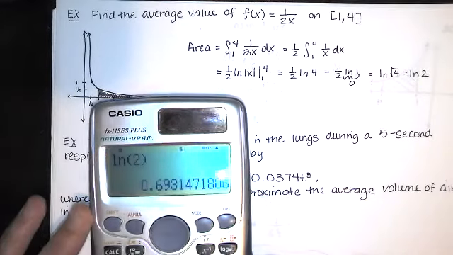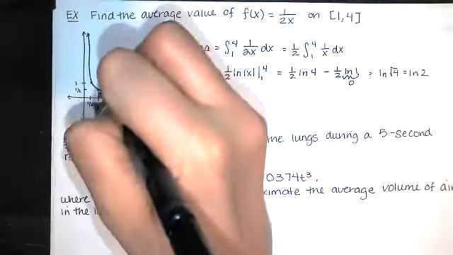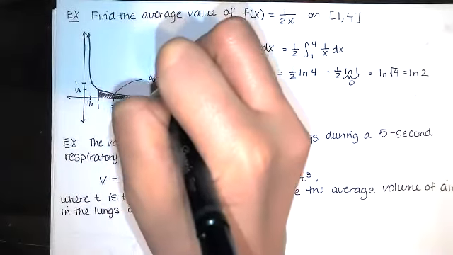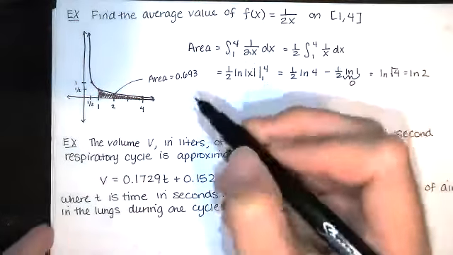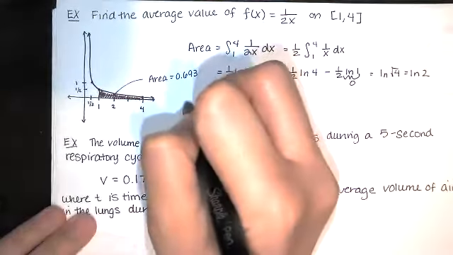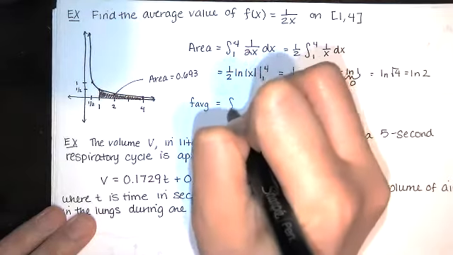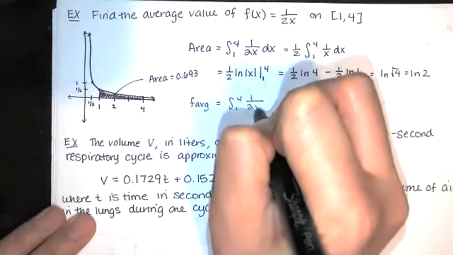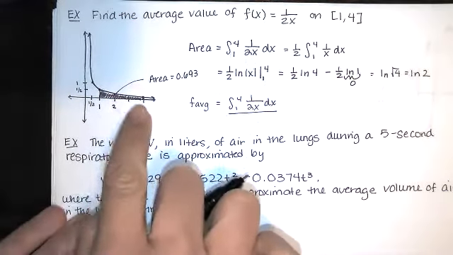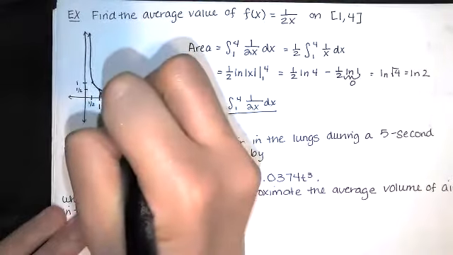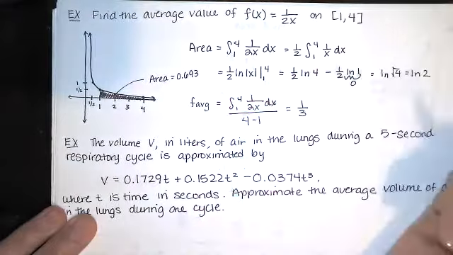And that's approximately 0.693. The average value of this function on this interval is that area divided by the length of the interval. That length of the interval is 4 minus 1. That's 3. So I'm dividing it by 3.